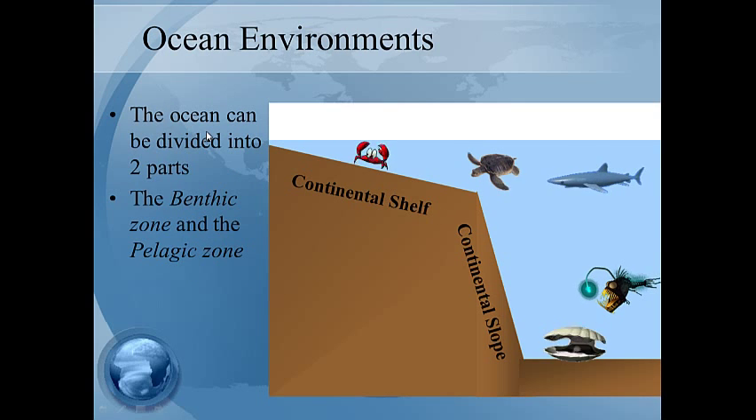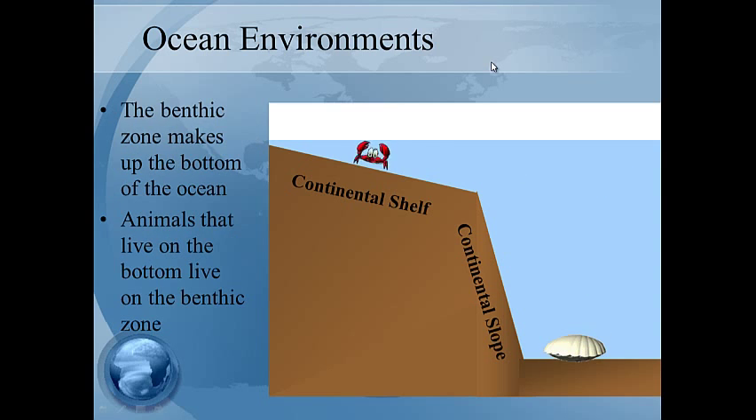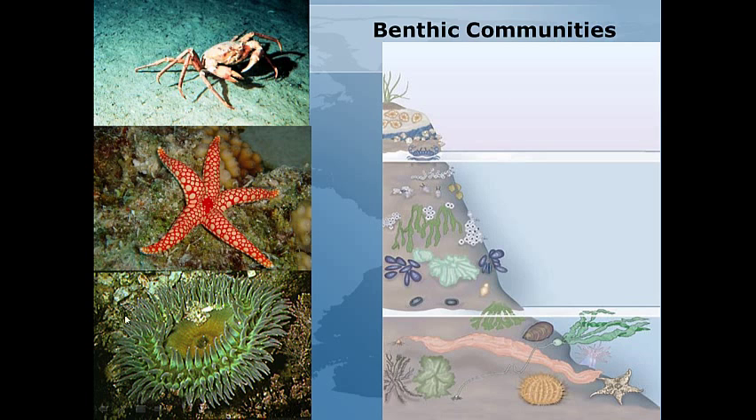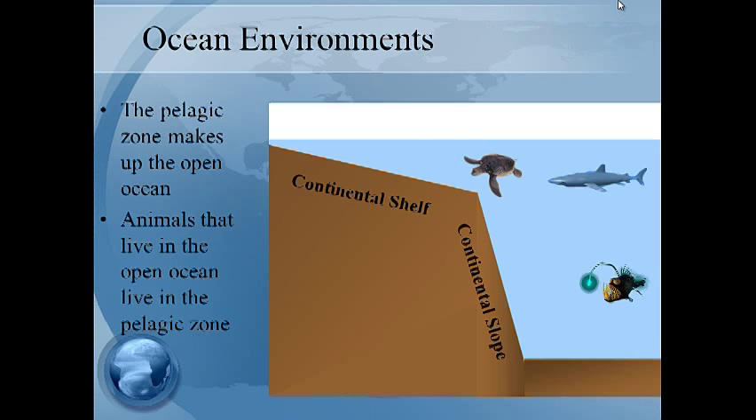All right, ocean environments. The ocean can be divided into two parts, the benthic zone and what we call the pelagic zone. Okay, so the benthic zone makes up the ocean bottom. So animals that dwell or live on the ocean bottom we call the benthic zone, right? So we have crabs, clams, animals of that nature, okay? Sea anemones and all those good things, okay? Starfish, those are their benthic communities, like tide pools, okay?